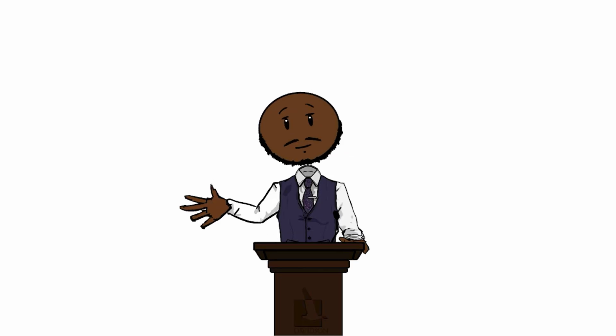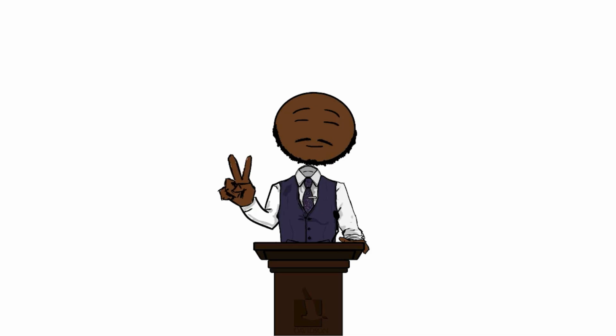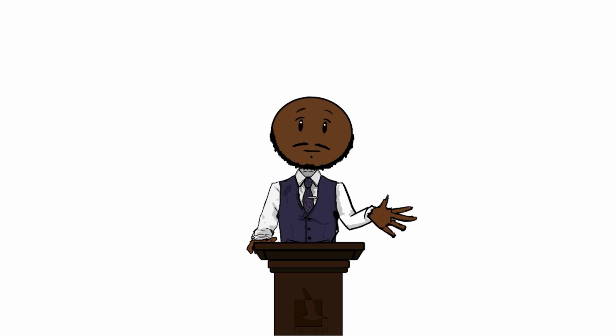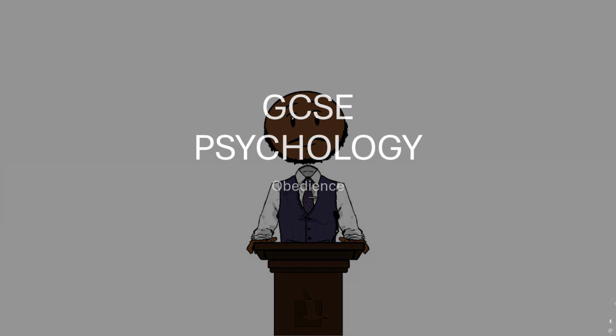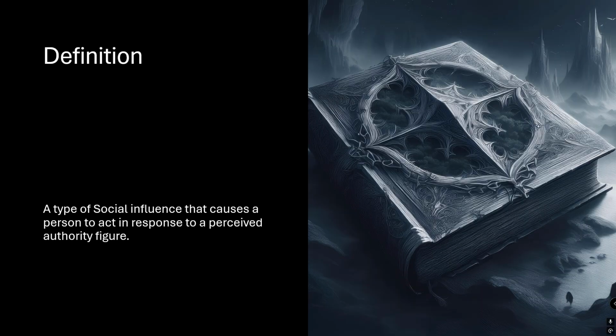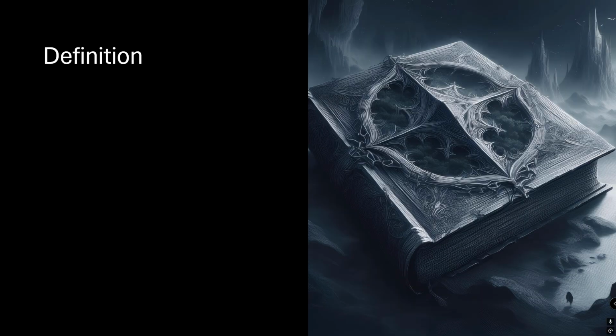Welcome back. We're continuing our journey through the paper 2 GCSE psychology content, and in this episode we're going to be looking at obedience. So what is obedience? Let's start off with a definition. Obedience is a type of social influence, and it causes a person to act in response to a perceived authority figure.